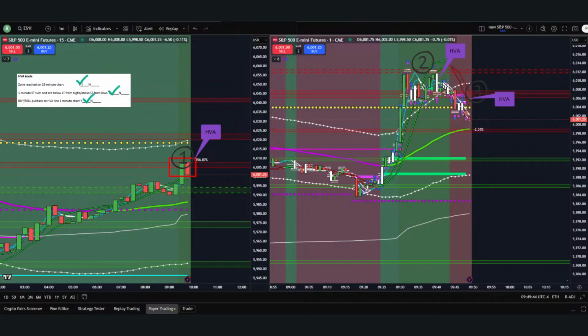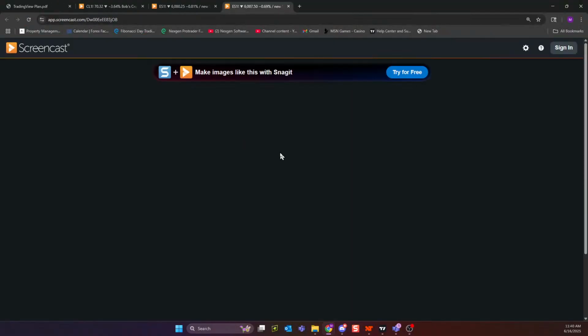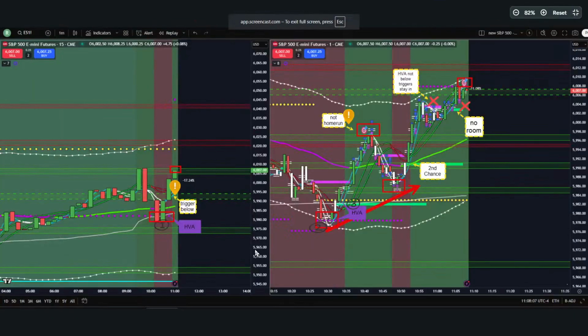Did the first one give you an HVA? It doesn't look like it did. So not an HVA trade here, but there's that high volume area. It pulled right back to it and continued down. Great look, Miss Claire. And then as we come through here, let's see what we have.